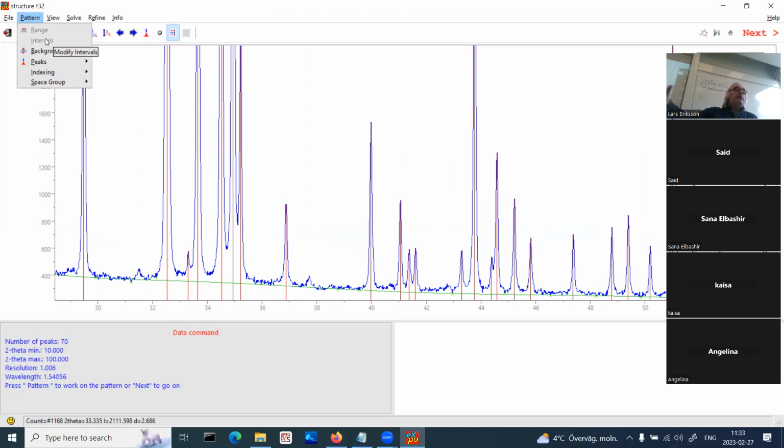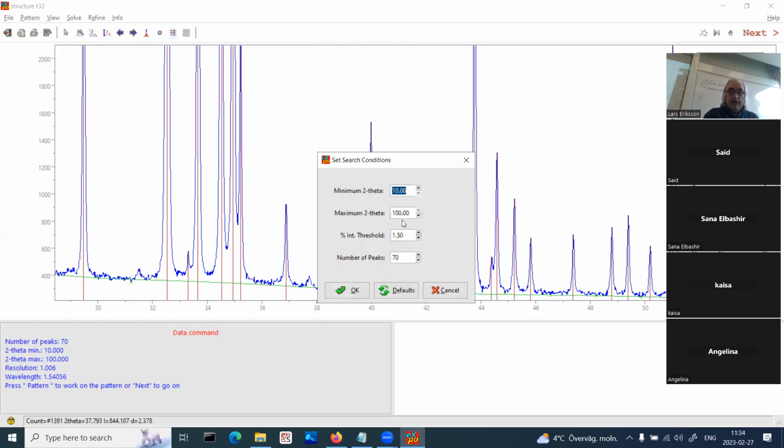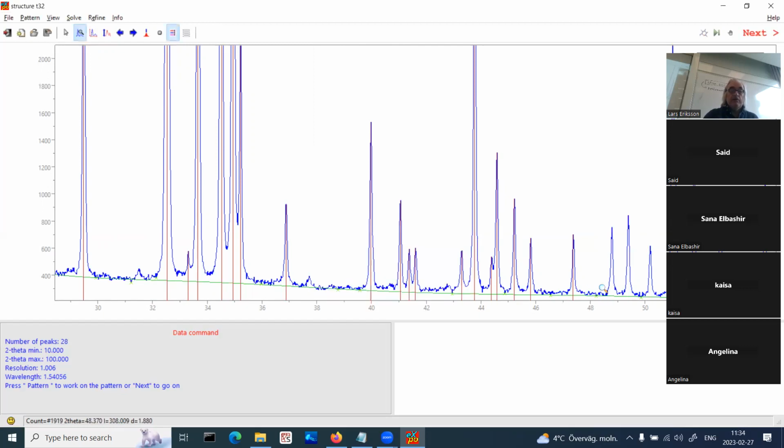If you have a very, very crowded pattern, then it's better to leave out the crowded part and just use the well-resolved peaks. So say that after 48 we think that it's too crowded, then go for pattern, peaks, peak search condition, and then decrease the maximum 2 theta to 48. And clicking OK, then all of the higher angle peaks are removed.